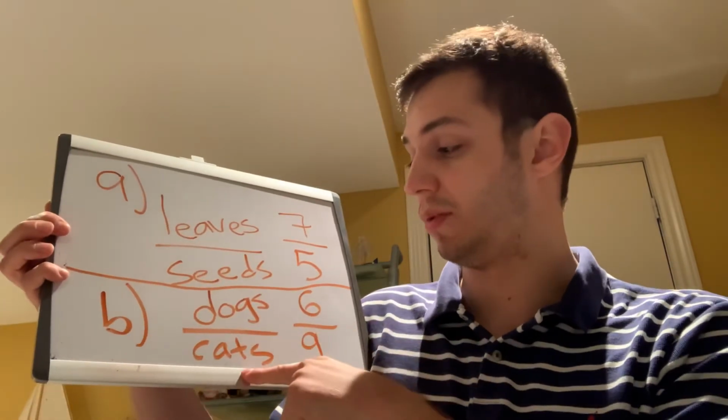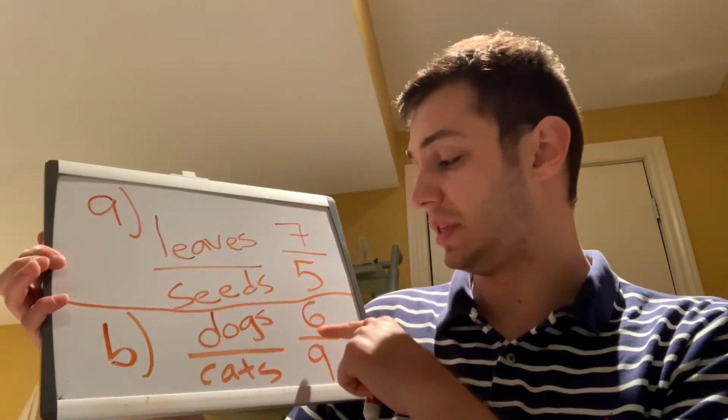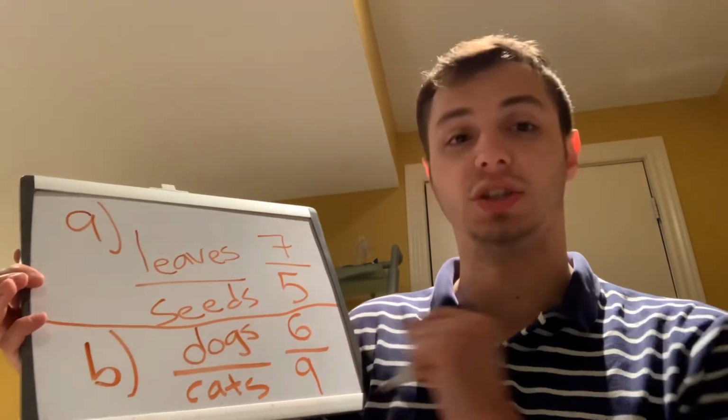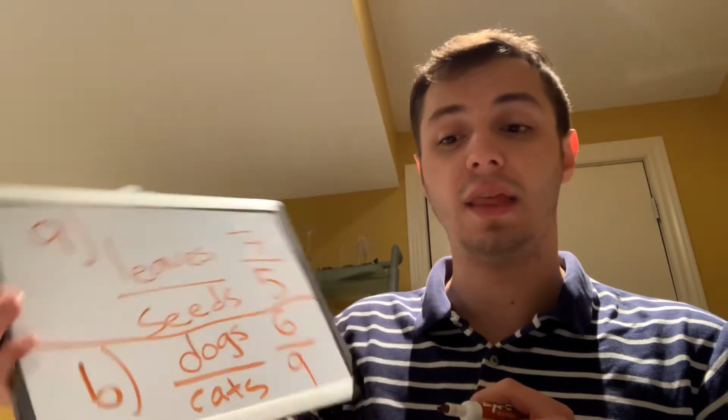Right, so here's part B once again. Please make sure to write out the whole words, and then right beside it, you're going to write the fraction. So you can continue with part C and D, and then I'll see you in part 4.